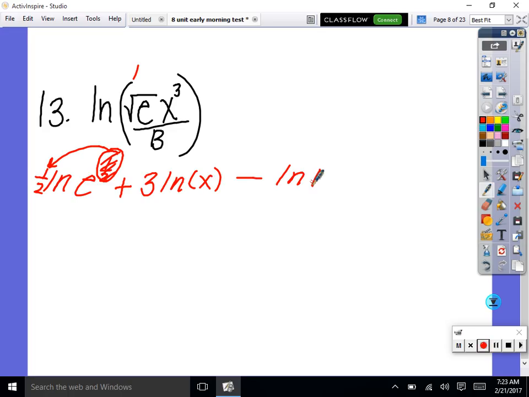Then you have to say, does it simplify? This is what people are missing. They're able to do this, but then they're not simplifying. What about ln and e? They cancel out, don't they? Isn't that what inverses do? So we just have 1/2 plus 3 ln of x. They undo each other. Minus ln of b. That would be our final answer here. Questions? Watch out for that.